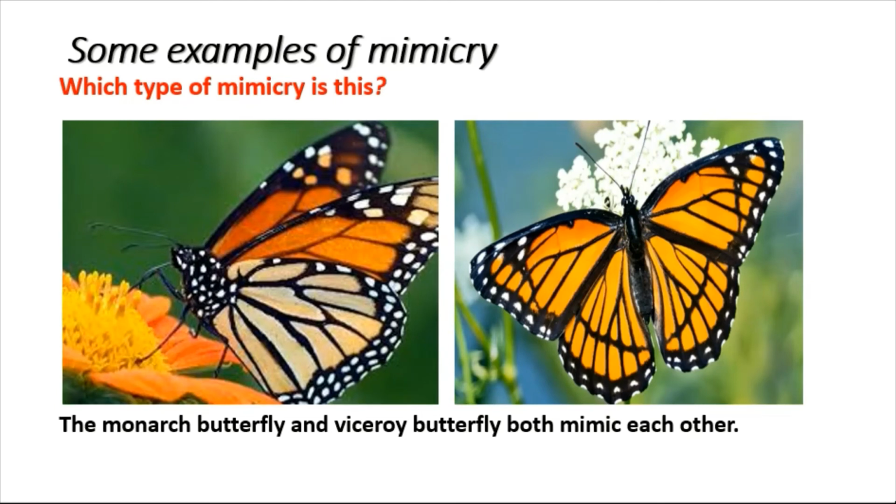Some examples of mimicry. So I'm going to explain and you give me what type of mimicry is here. Number 1. Two unpalatable species of butterfly, namely the monarch butterfly and the viceroy butterfly, looking or mimicking one another. The question is, which type of mimicry is this? I'm waiting. The answer is, this is Mullerian mimicry.